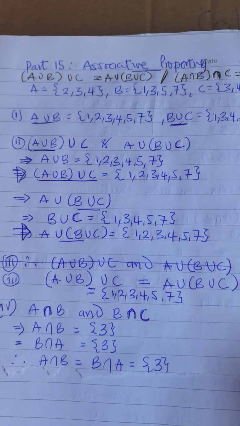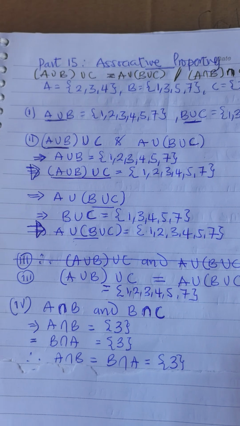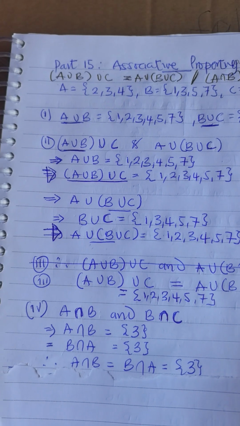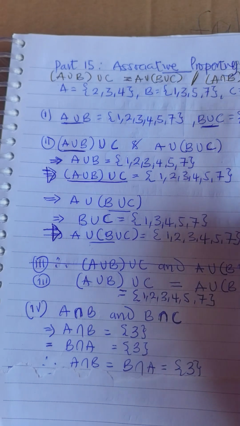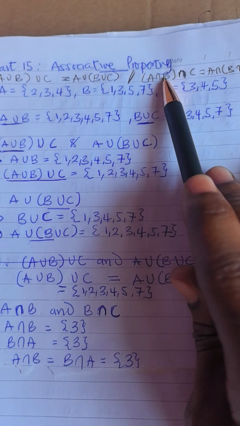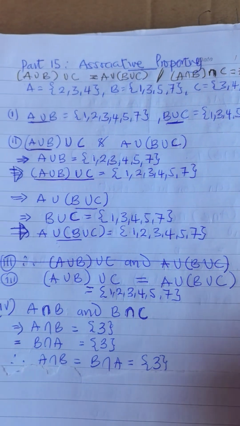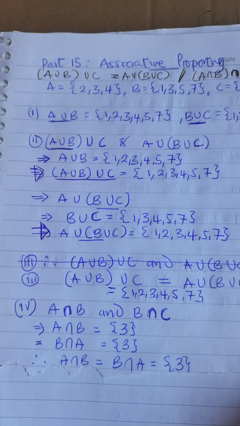Now that we have given the elements of each set, now the first question, right? We are going to prove that if here is equal to here, and then this particular side is also equal to this side. That's our main focus. So the first question, I, is what?